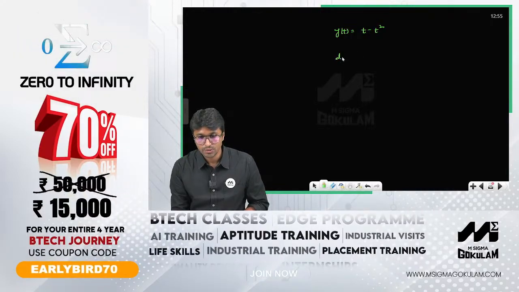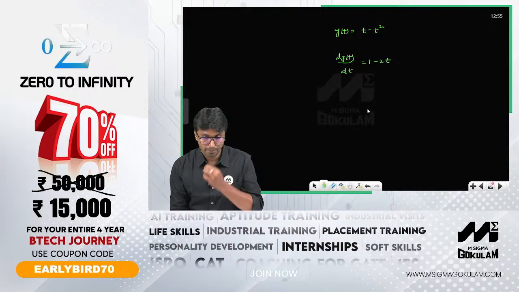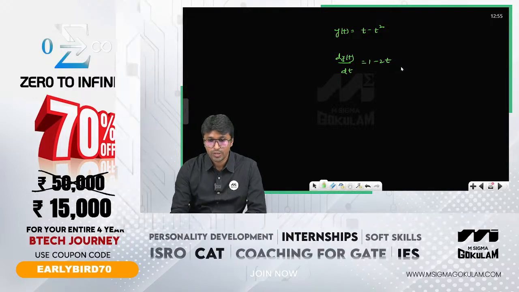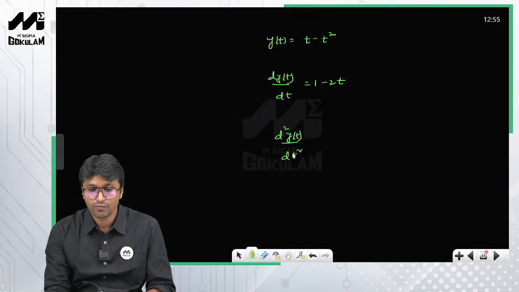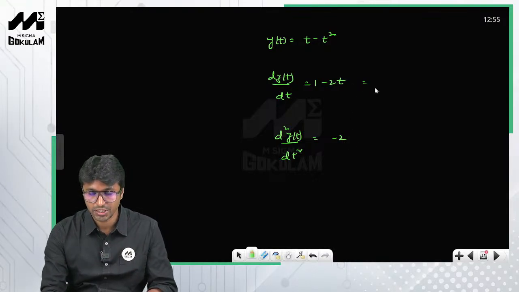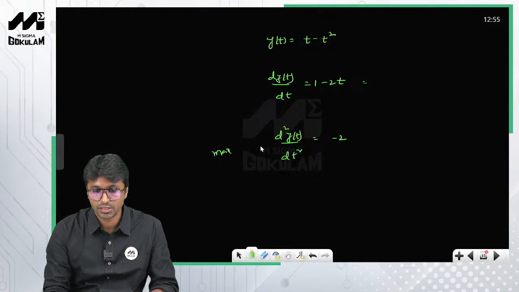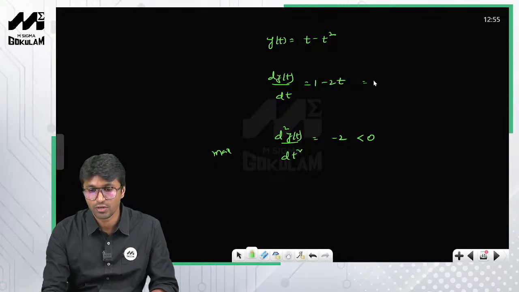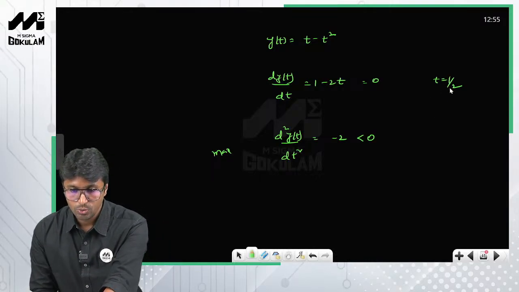So derivative of y of t with respect to t is nothing but 1 minus 2t. Okay, and you can clearly see that if you take the second derivative, d square y of t by dt square, this is equal to minus 2. So obviously this point is a stationary point, and at this particular value you have a maxima because the second derivative is negative, right? So therefore when you equate it to 0, t is equal to 1 by 2, right? So at the value of t equal to 1 by 2, you get a maxima.